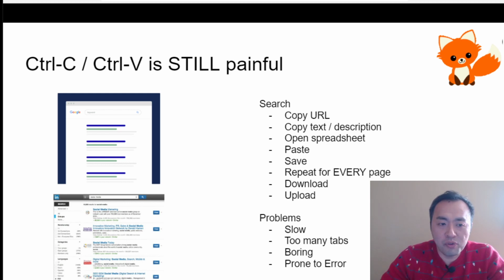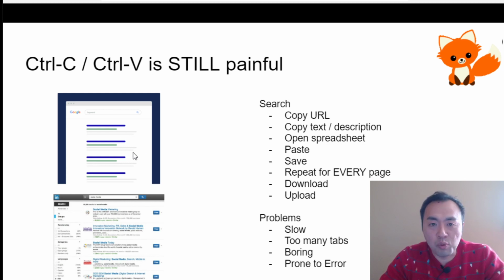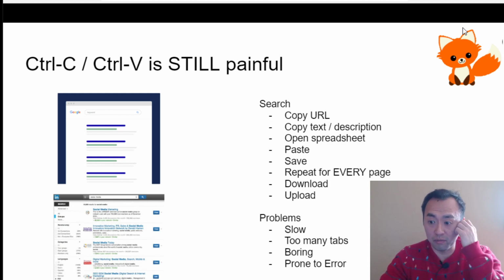So the problem is if you have a search results page, you see the picture on the left right here. You have a lot of results, and there's probably 20, 30, 40, 50 pages, or however many pages there are. The normal way, you copy the URL, you copy the text, you might copy the description, and then you paste it onto a spreadsheet, a Google spreadsheet or a Microsoft spreadsheet.